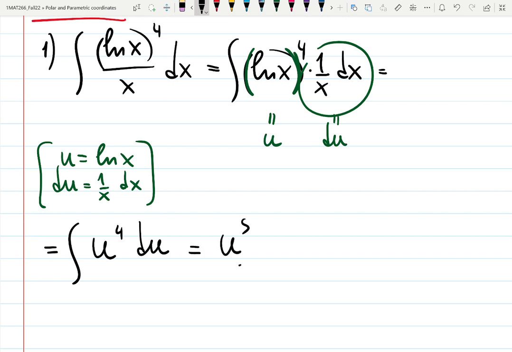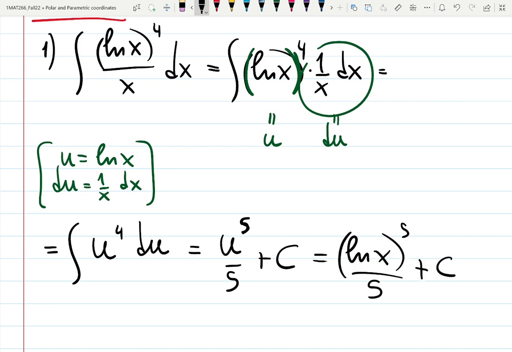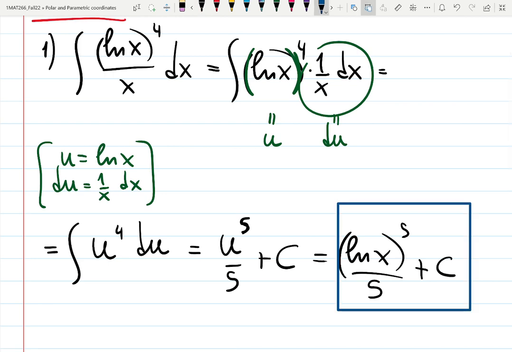u to the 5 over 5 plus c. No, you have to go back unless it's a definite integral. Nobody knows what u is, so you have (ln x)^5 over 5 plus c. The beauty of this problem is that you can check if your answer is correct by differentiating it, and it should give you whatever was inside of the integral. So technically, if it's multiple choice, you can differentiate all the functions and see which one is correct. But it would be nice if you actually know what you're doing.